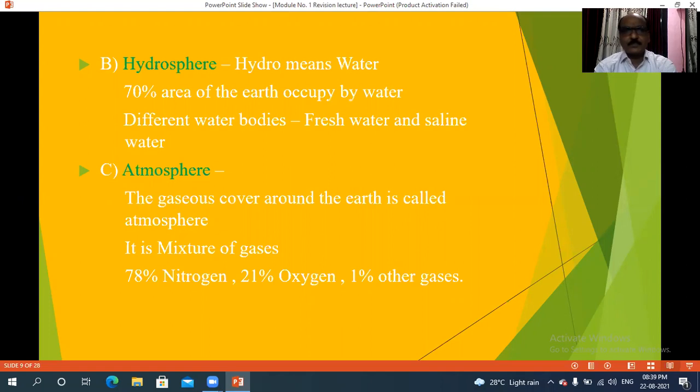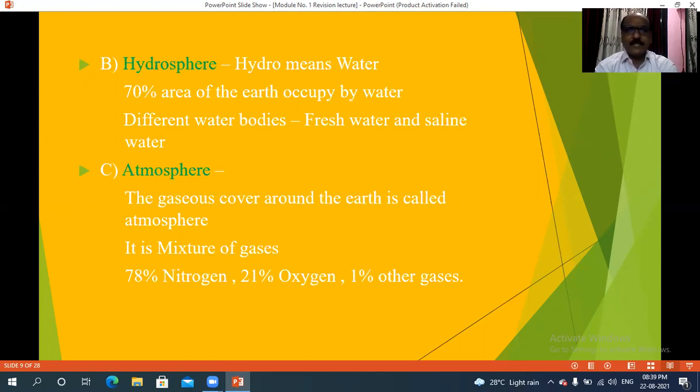Then second is the hydrosphere. Hydro means water, dear students. 70% of the earth's area is occupied by water, and there are different water bodies: fresh water and saline water. Fresh water is most important for the human population, for drinking, agriculture and industrial purposes. But its percentage is very low in the environment.